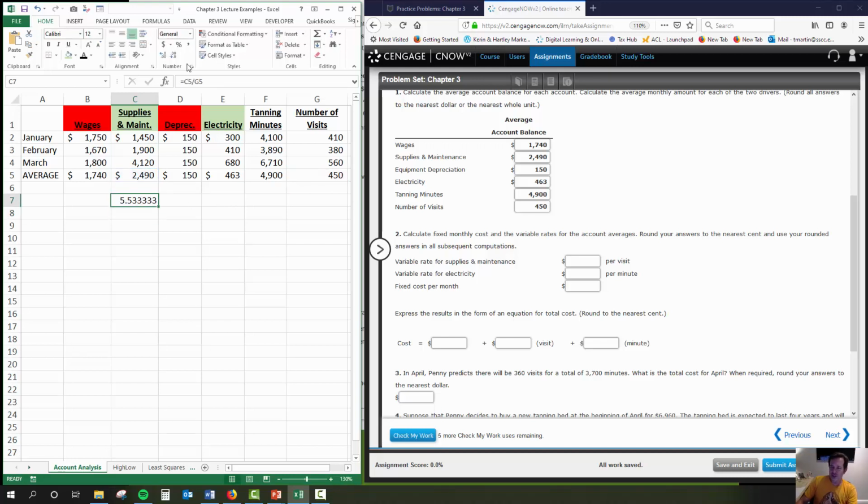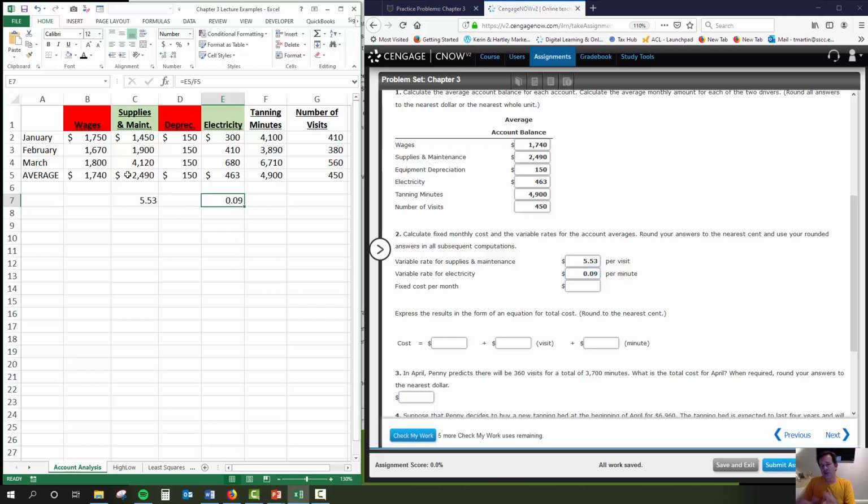And I get $5.53 if we do a little bit of rounding there. So $5.53 per visit. That means every time someone comes in and visits the tanning salon, we're incurring $5.53 in variable cost for supplies and maintenance. For the rate for electricity, we'll take the amount of electricity, $463, and divide that by the total number of tanning minutes. And we get 9 cents per minute.